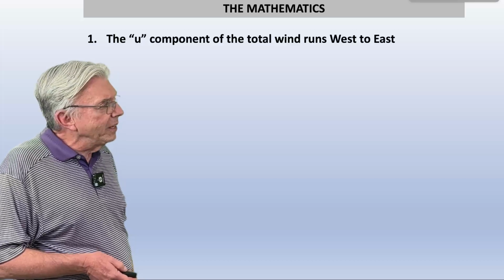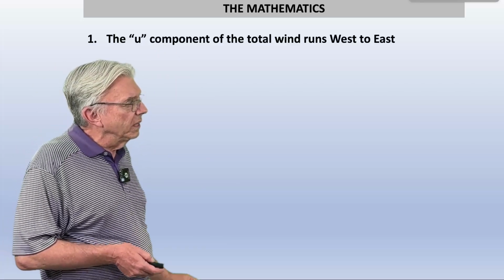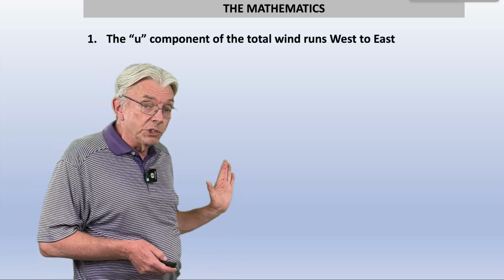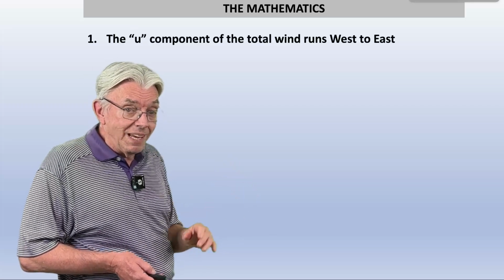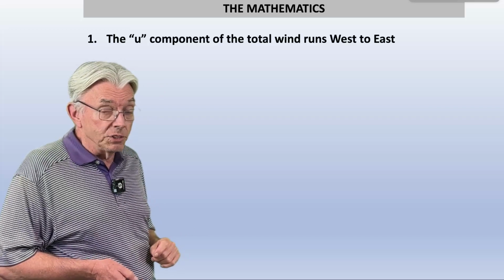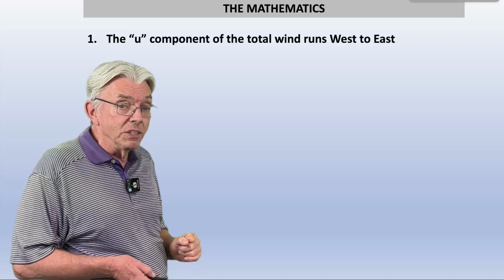Okay, so let's get into the math just a little bit, hopefully not too much here. First of all, there are three components to the wind, okay? The U component is the component of the total wind that runs from west to east. So if you have a wind blowing from the west toward the east, the U component of the wind is positive. If it's blowing from east to west, the U component of the wind is negative.